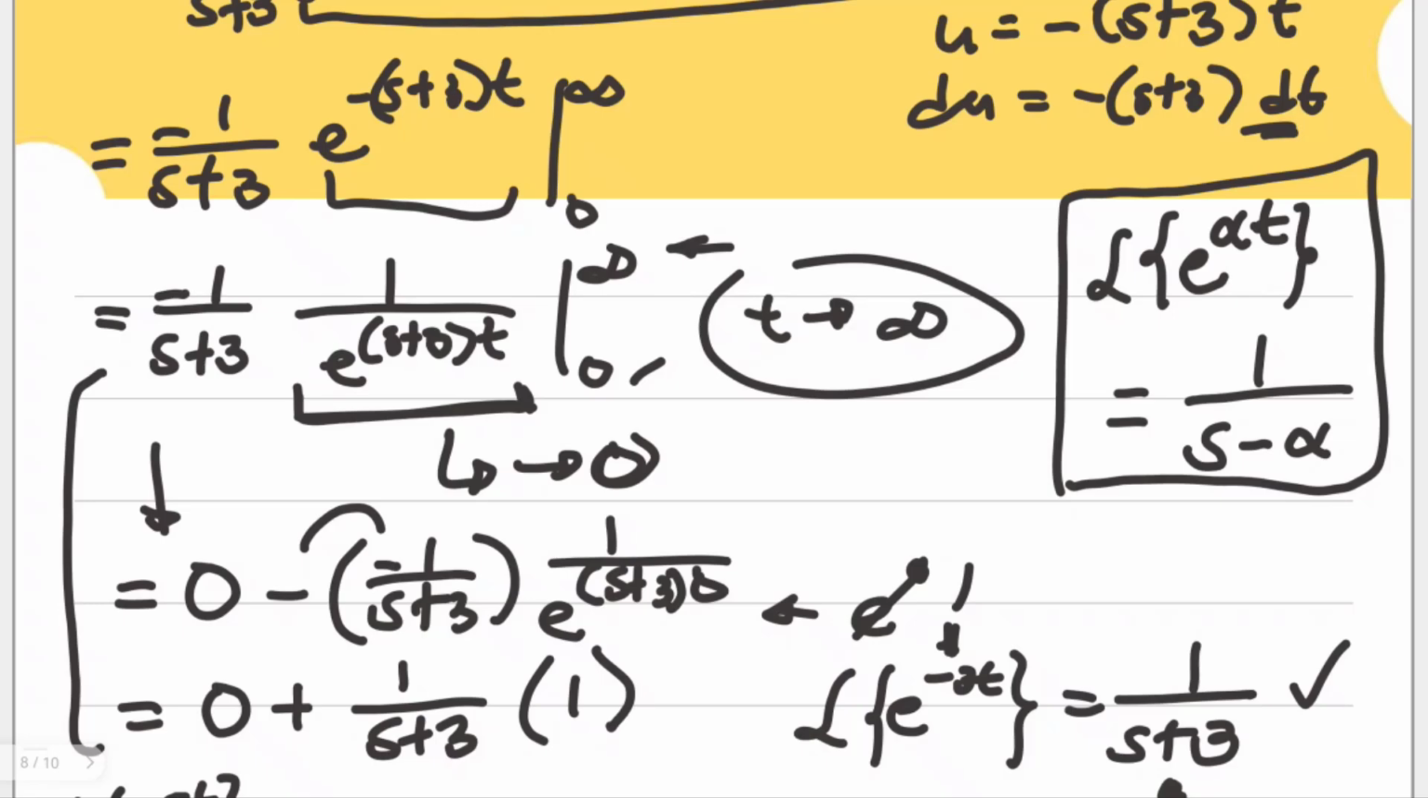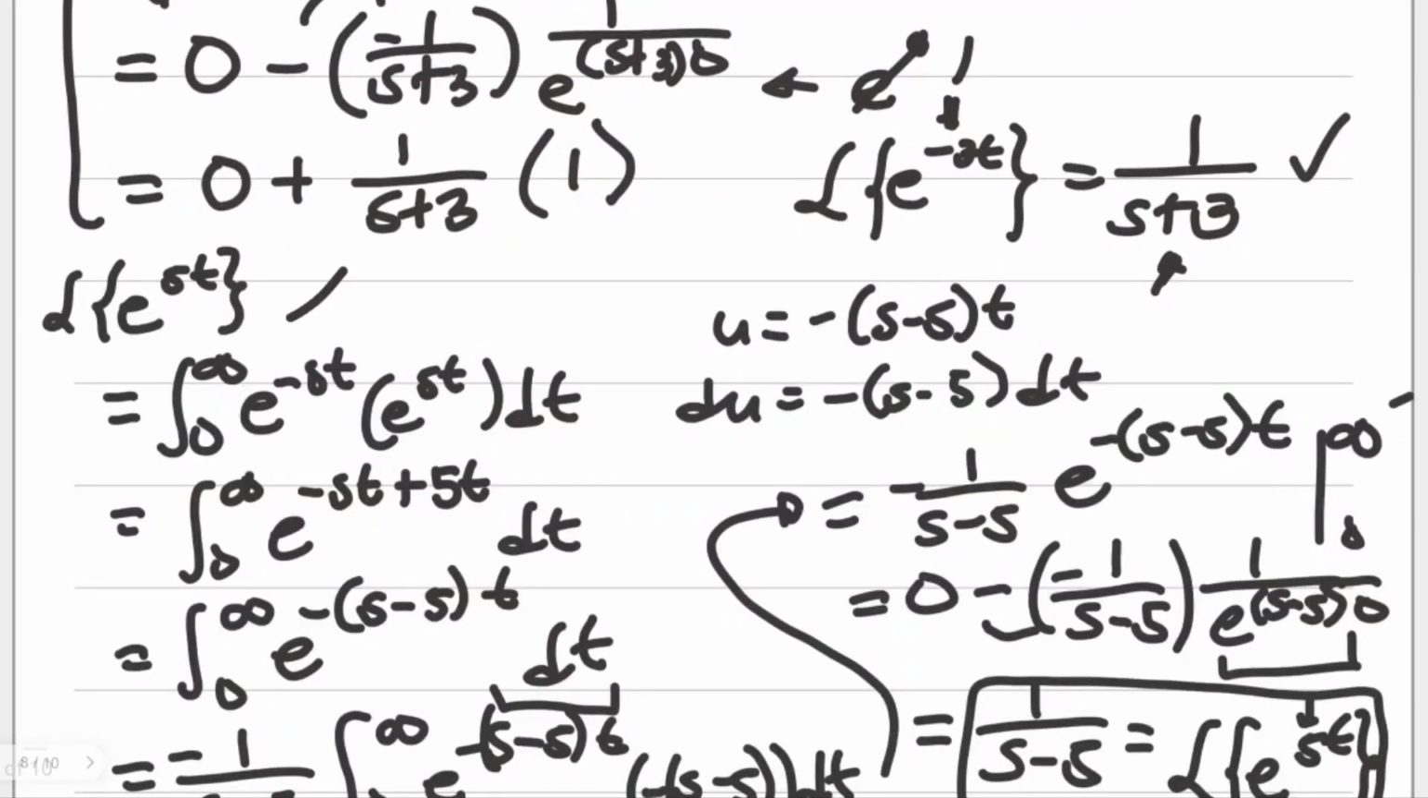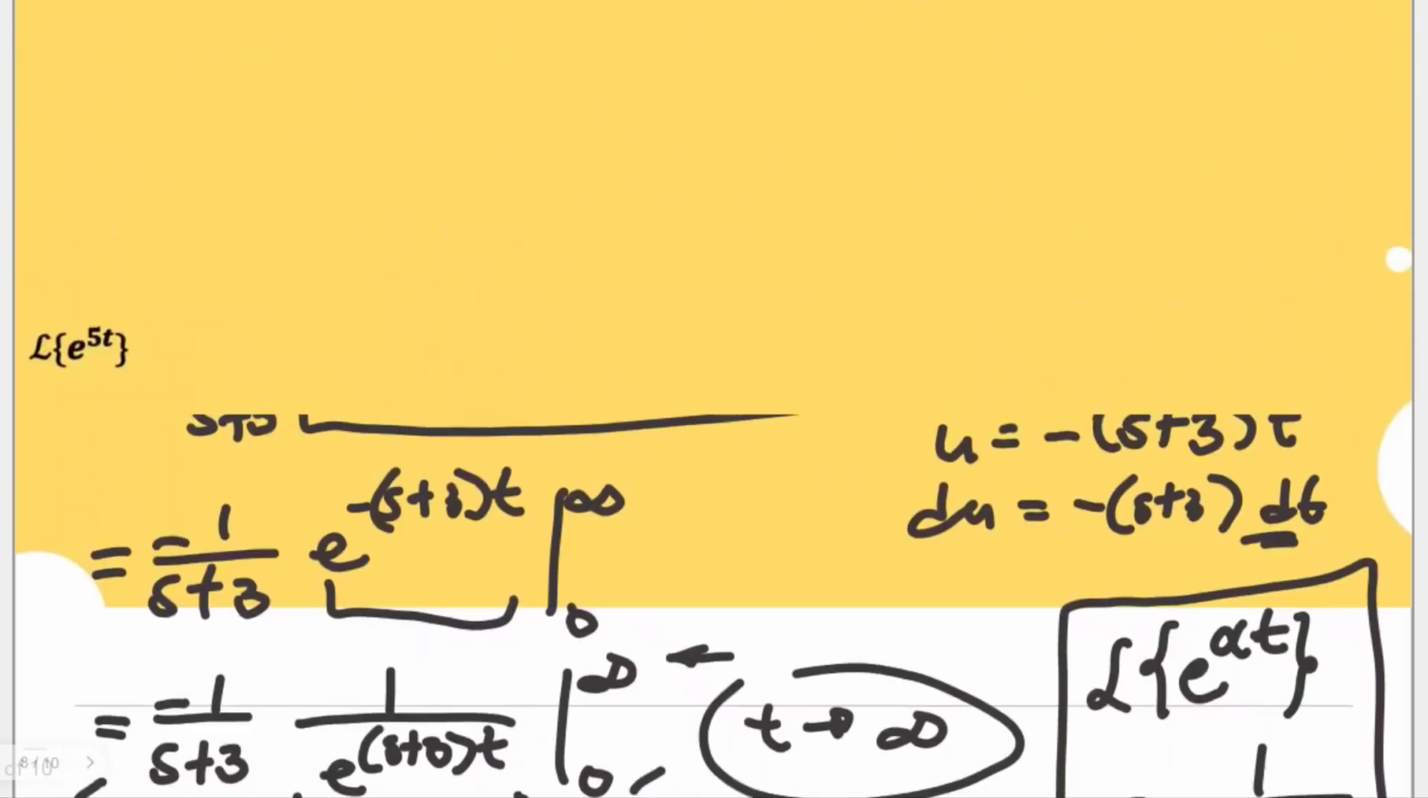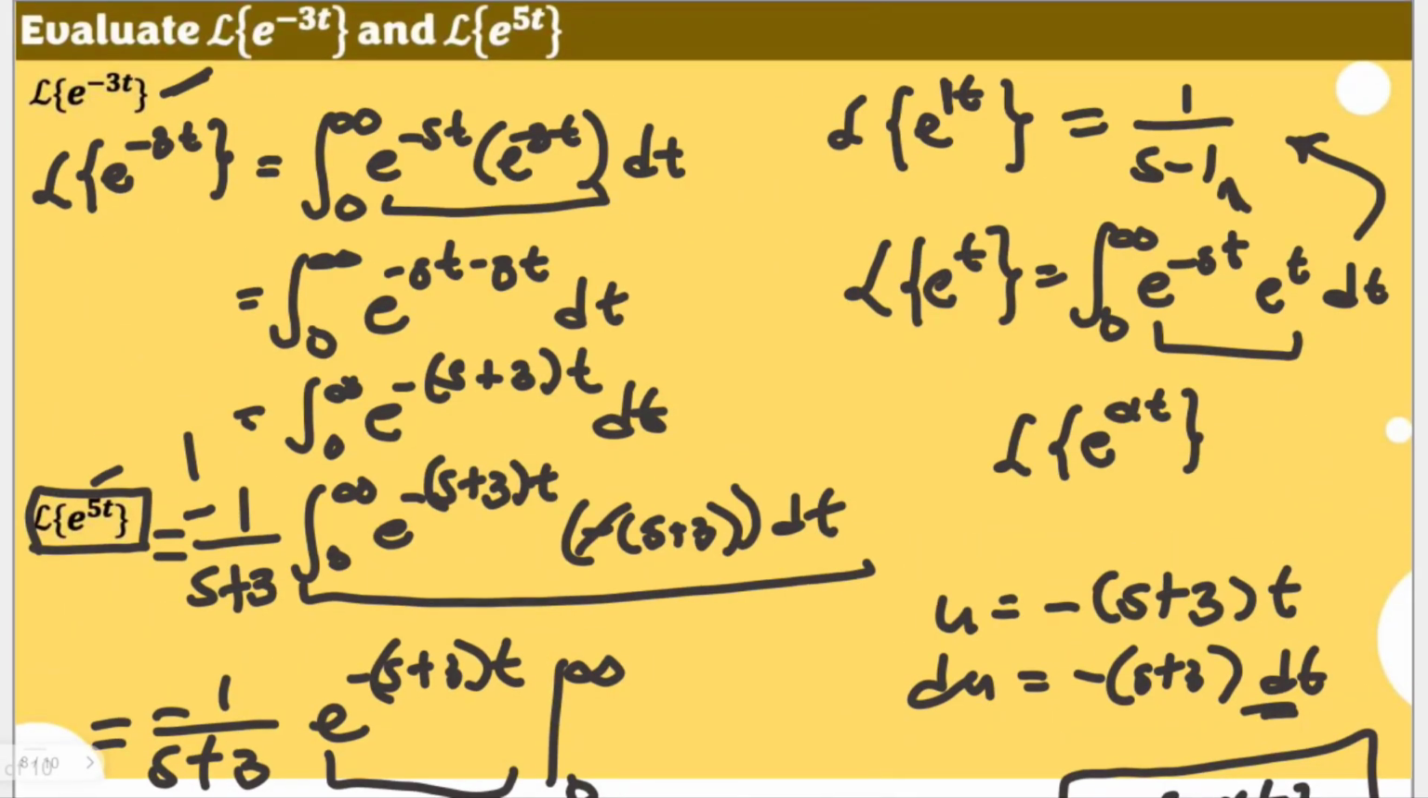But generally, these are the results for the Laplace transform of e to the power of 5t and the Laplace transform of e to the power of negative 3t.